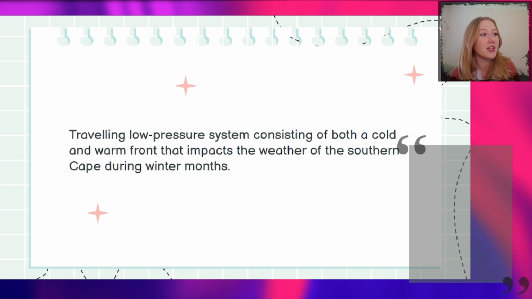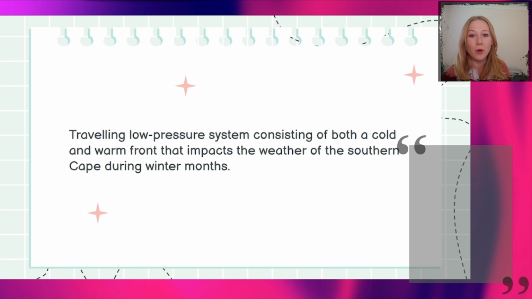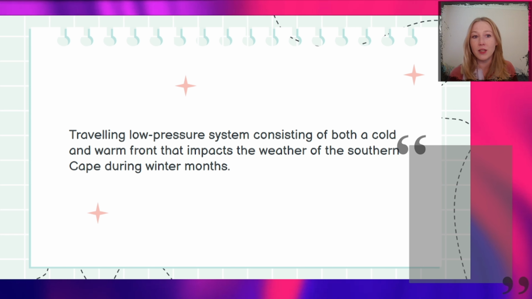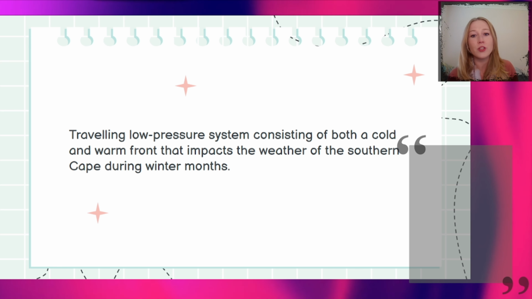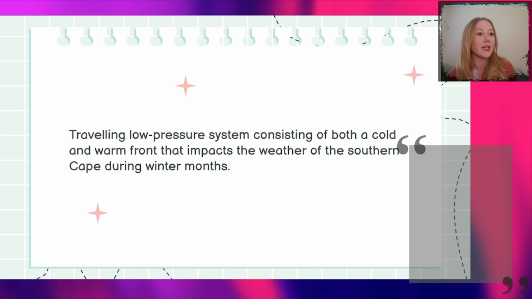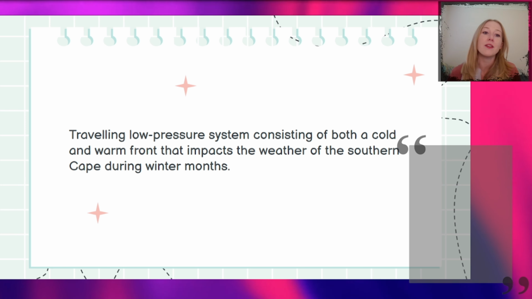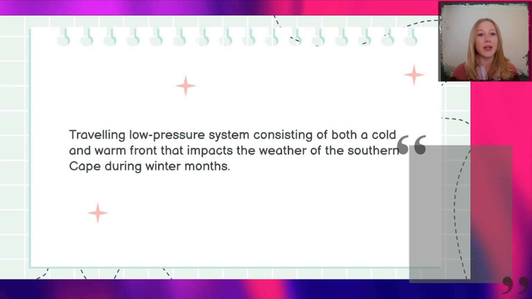And this was the best definition that I could find. It is a traveling low pressure system that has both a cold front and a warm front. And in this case, with these past papers, we are looking specifically at South Africa. So it would bring weather that impacts the Southern Cape during the winter months. So the Southern Cape, if you're not sure, that is the Western and the Eastern Cape basically combined together. So it's that general area.